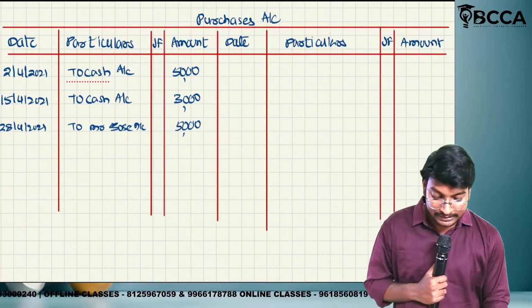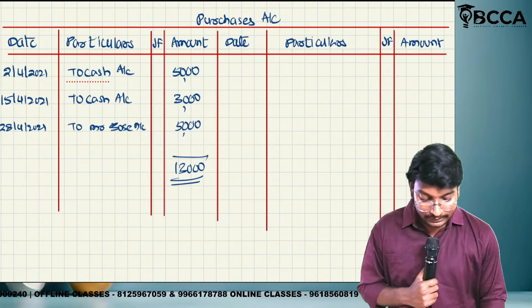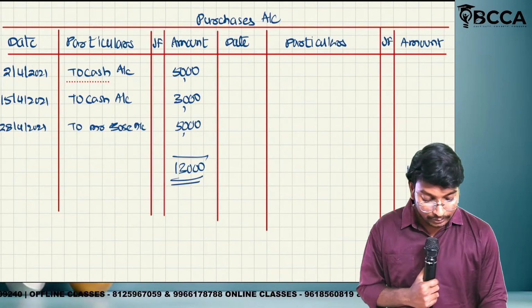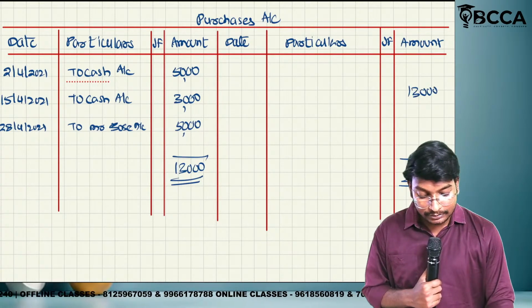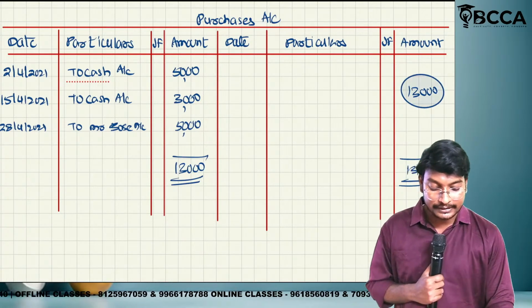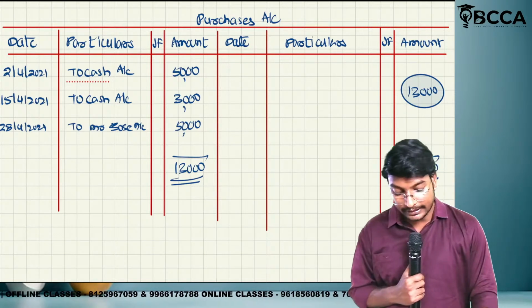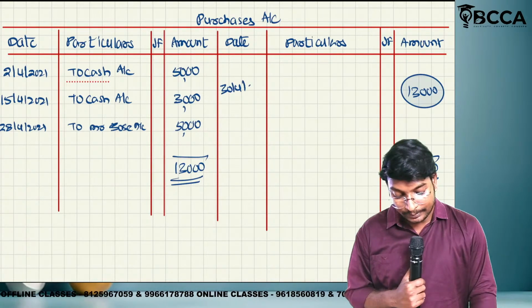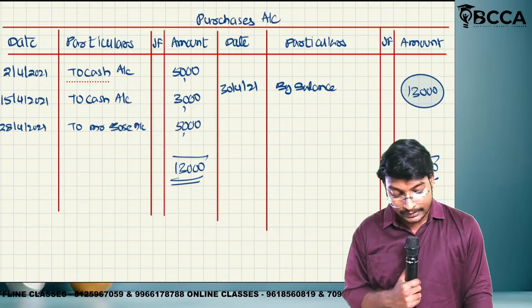What is the total purchases? 13,000. The highest amount is how much? Only 13,000 will be recorded in the total column. So what is the difference amount? 13,000 should be recorded on the lowest side. The difference amount is called as a balancing figure. What is the current month ending? 30th April 2021, by balance carried on.